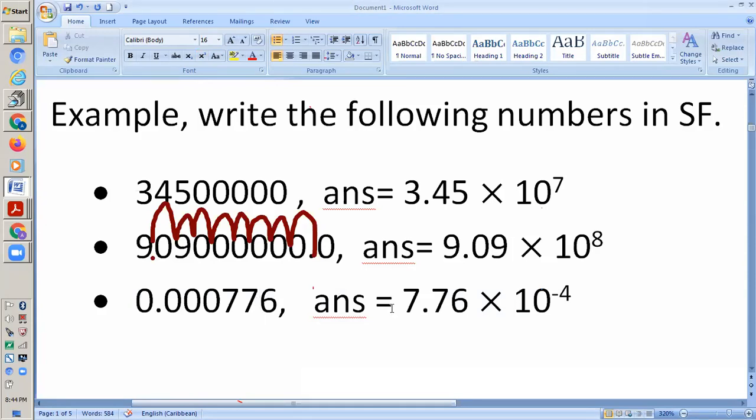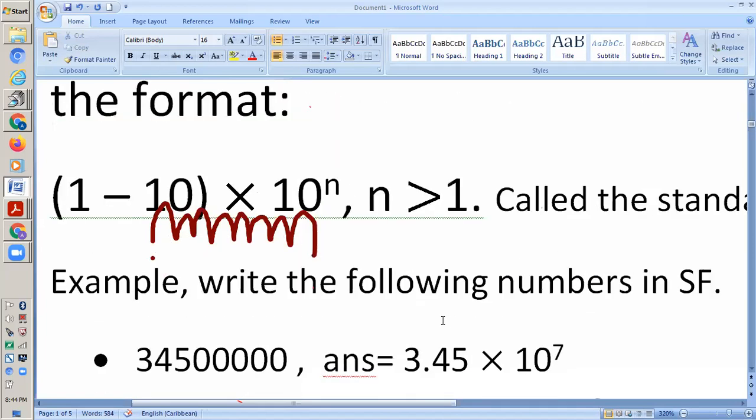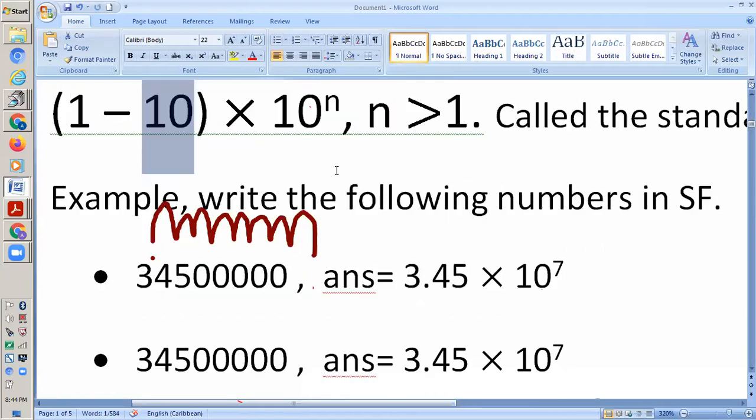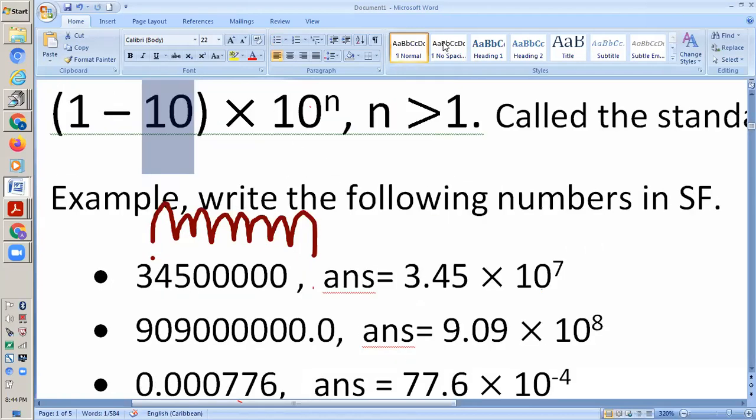All right. Let me ask a question. If I put the point right here, what is this number here? 77.6. Okay, what does the rule say? You can't pass 10. You shouldn't pass 10. I don't understand. What do you mean?